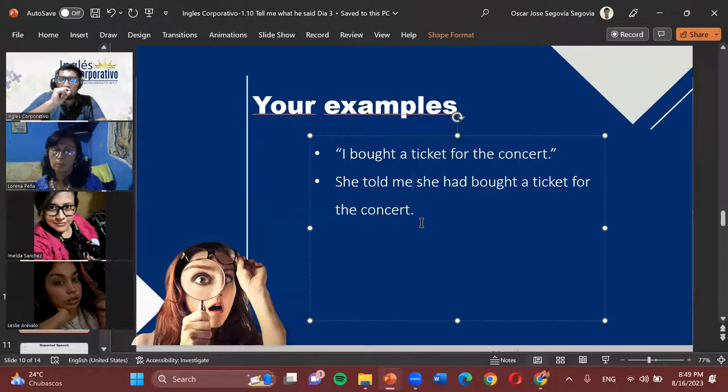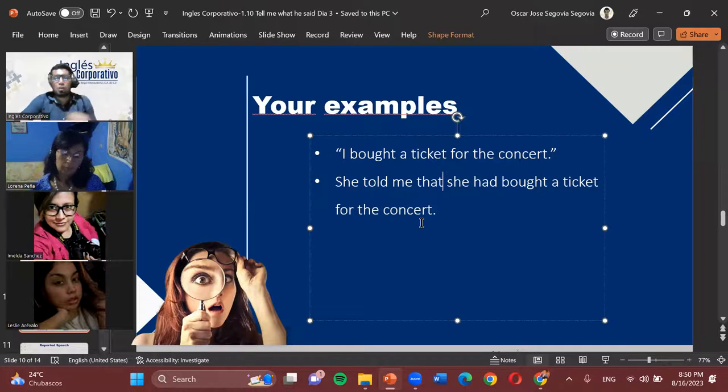And when you use that version, when you say "she told me," it's very common to include "that": she told me that she had bought a ticket for the concert. It is okay to say it without it, but it's common to include the indicator "that." So, "she told me she had bought a ticket for the concert" is okay, but you can also say, "She told me that she had bought a ticket for the concert." Very good example. Thank you very much, Leslie.